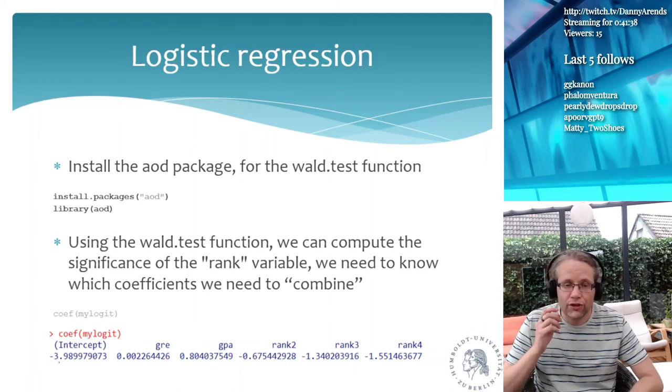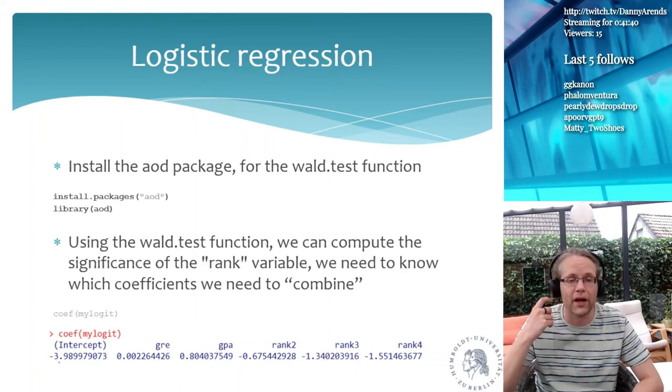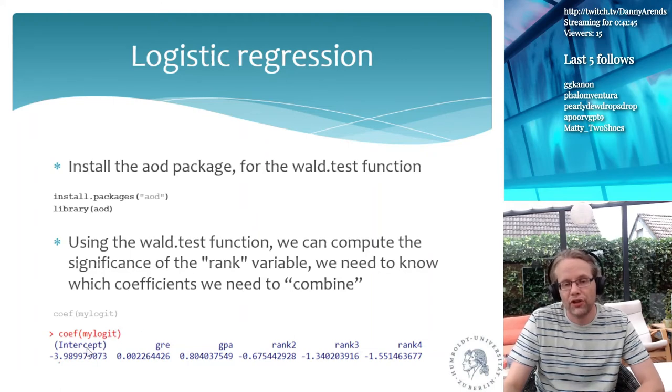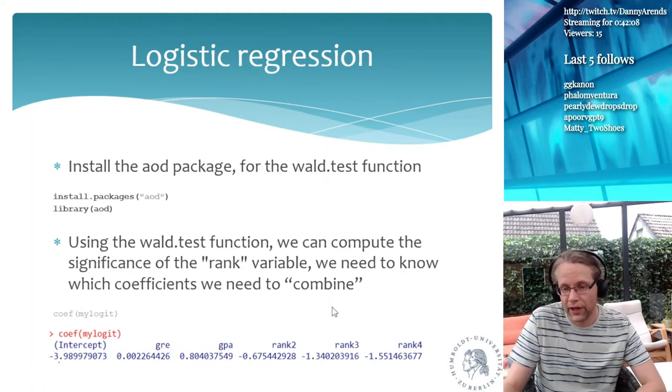But we first need to know which of the coefficients we need to combine, right? Because when we look at the coefficients of my logit model, what we see is the coefficient of the intercept, the coefficient for the GRE, the GPA, and then we see the three coefficients for the rank, which are relative to rank number one. So here we can just count. This is the first coefficient, the second, the third. So we want to summarize coefficients number 4, 5, and 6 together into a single variable. And that's the thing that we have to remember.